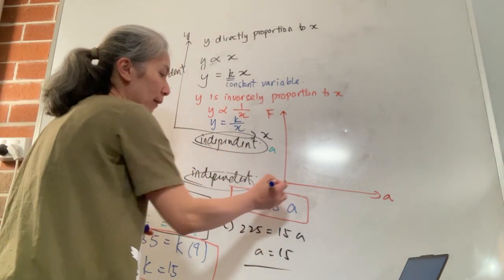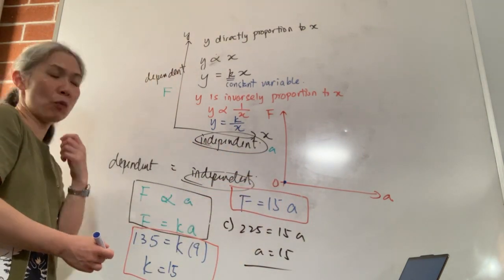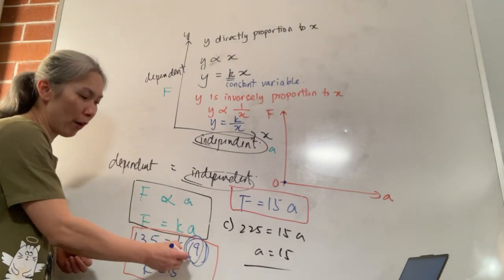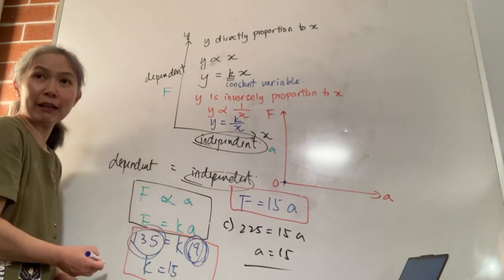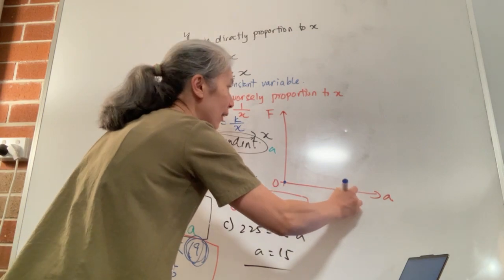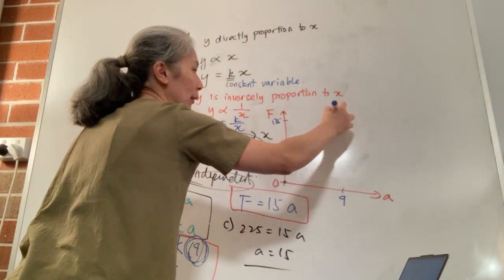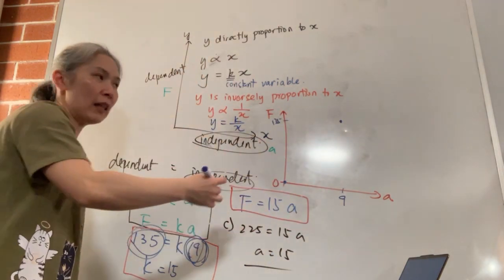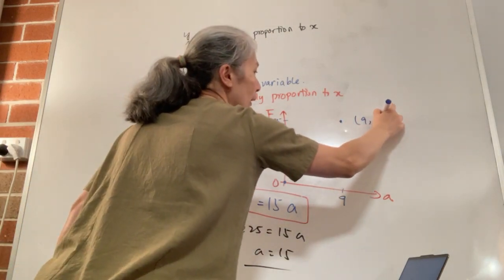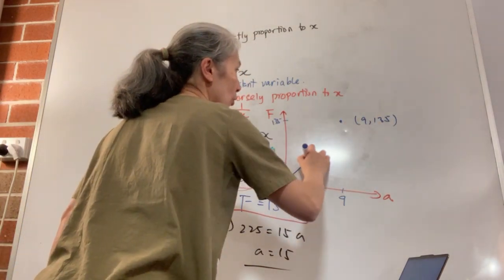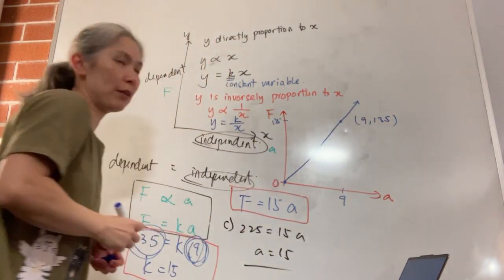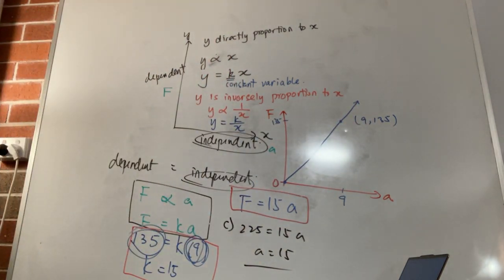So this is a point. And they also give us one point. You know the point of 9, 135. I just randomly put in one point. Label the coordinate, 9, 135. Then draw a straight line, keep going up. It never stops. And done. Is that all good? Yeah.